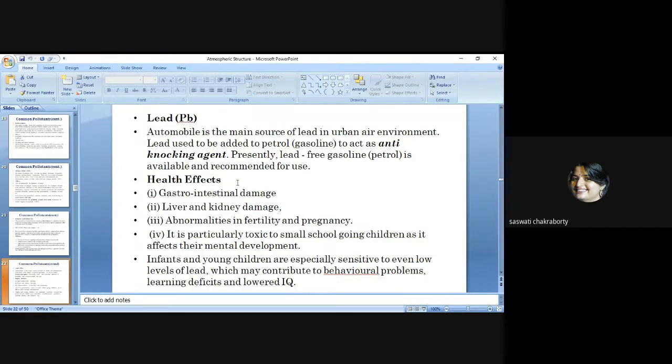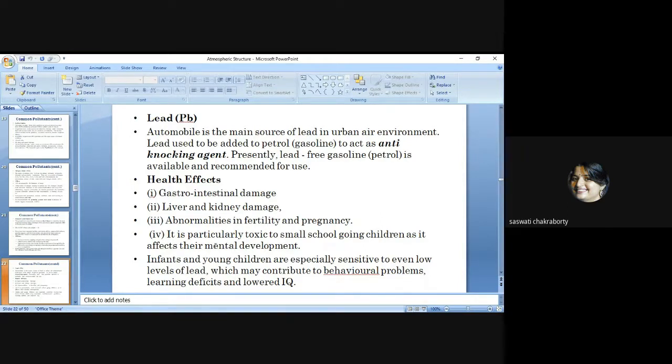We know that the majority of automobiles work on petrol, so petrol is important. When we use petroleum products and they are being degraded or used, they do liberate lead in smoke or in other byproducts. So this lead has an effect on gastrointestinal damage, affects our liver and kidney, and affects fertility.